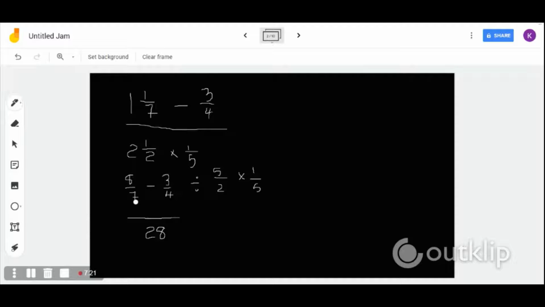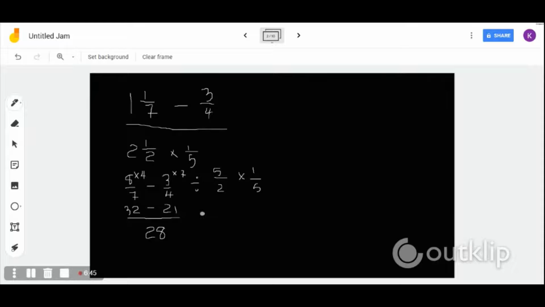We say 7 into 28 goes 4 times. So that's 4 times 8, 32. Put back the sign that was right here, it was a minus sign. And then 4 into 28 goes 7 times. So now it's 3 times 7, so that's what, 21.